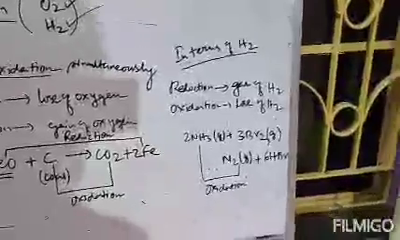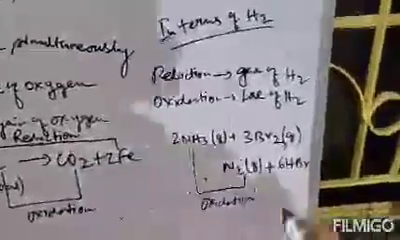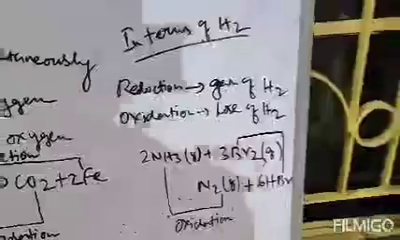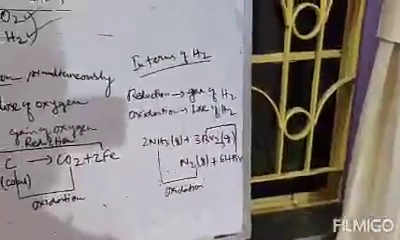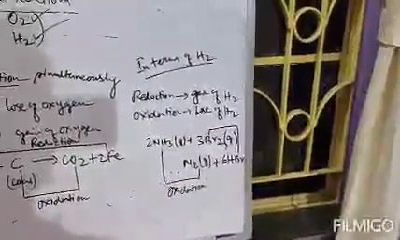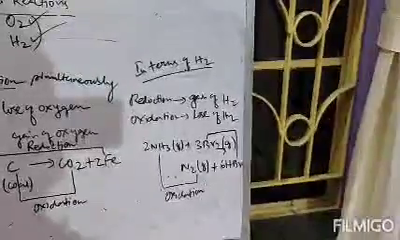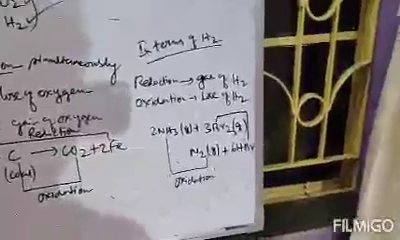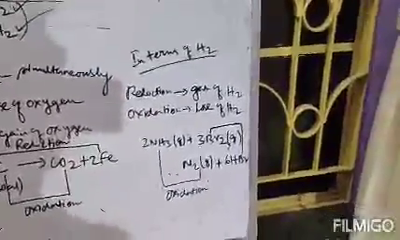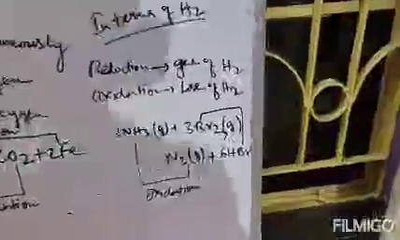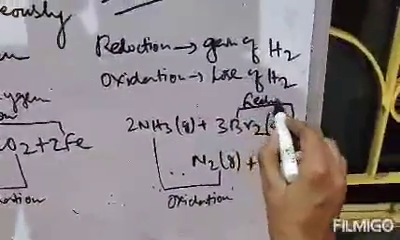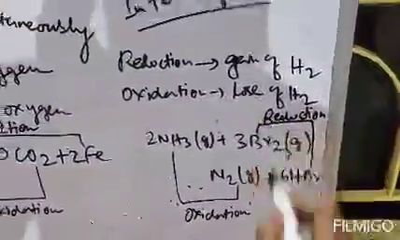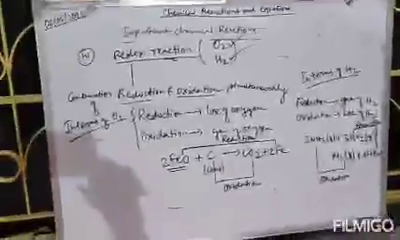So NH3 is oxidized to nitrogen, and from Br2 to 6HBr, look carefully, hydrogen is added. That means gain of hydrogen, and gain of hydrogen means reduction. So we can say Br2 is reduced to HBr. This is termed as reduction. So this is all about your redox reaction. This is very important. One is in terms of oxygen and one is in terms of hydrogen.